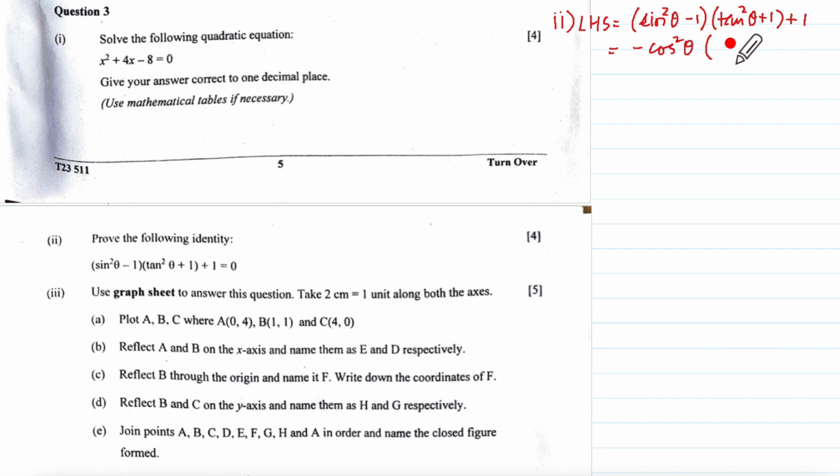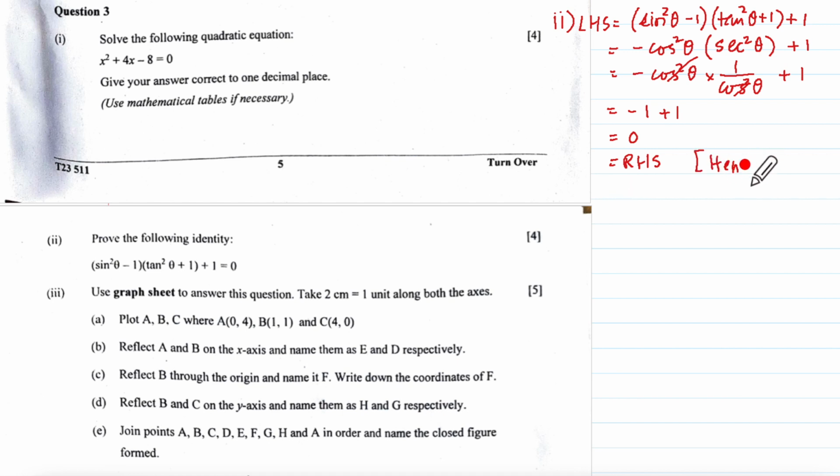Now 1 plus tan square is equal to sec square theta, and this is plus 1. So that would give us minus cos square theta into 1 upon cos square theta, plus 1. Now this got cancelled and you'll have minus 1 plus 1, which is equal to 0, which is equal to RHS, and we'll say hence proved. This was also pretty simple, right?